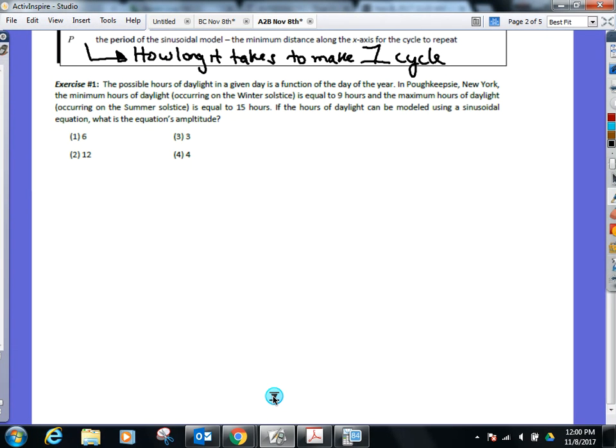So here's what I need from you guys. Let's see. The first number they give me is what? 9 hours? What's that 9 hours? That's my minimum hours of daylight, right? So 9 is my minimum. We've heard of that term before, minimum. That's nothing new. What's the 15? The max. Okay, we've heard of that term before. That's nothing new. And what am I asked to find?